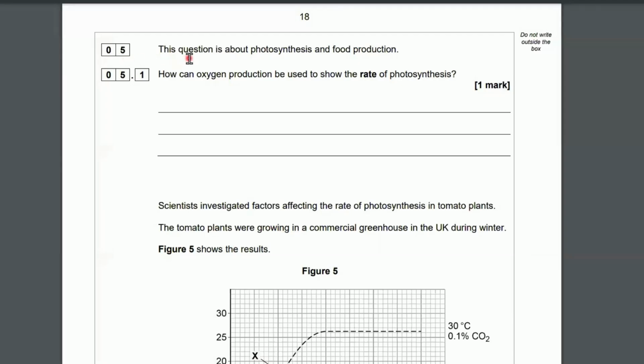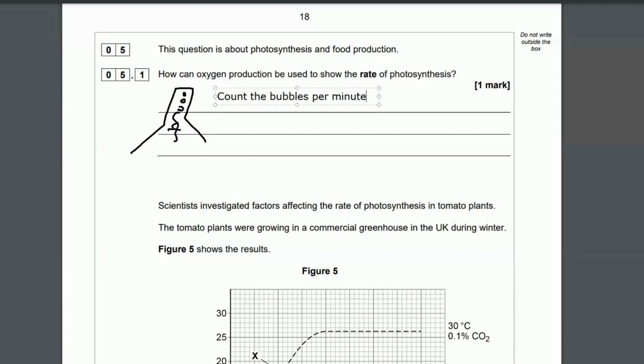Okay, question 5. This question is about photosynthesis and food production. 5.1. How can oxygen production be used to show the rate of photosynthesis? So you've probably seen this. Sometimes they put some pondweed inside a flask and it releases bubbles of oxygen underwater, and we can count the bubbles over time. So count the bubbles per minute.